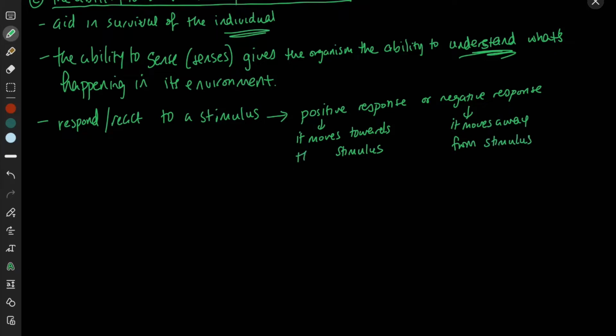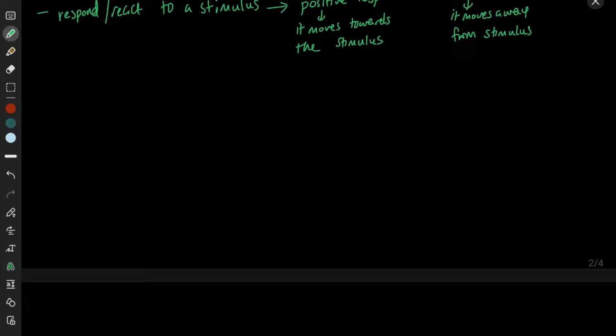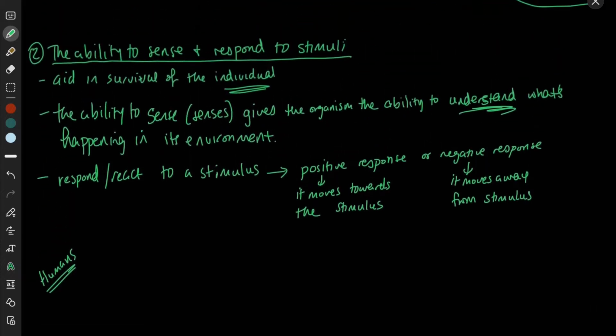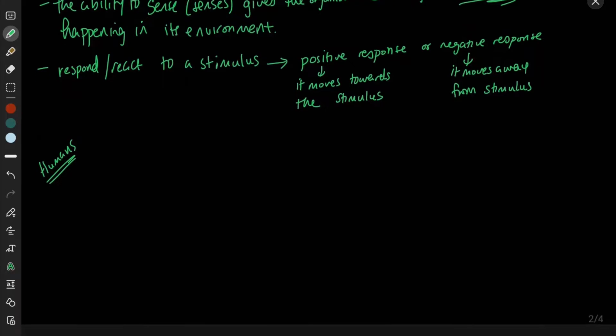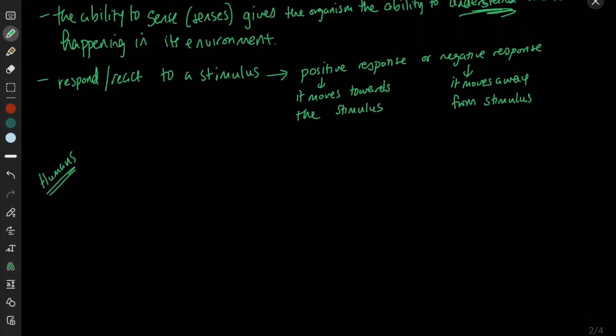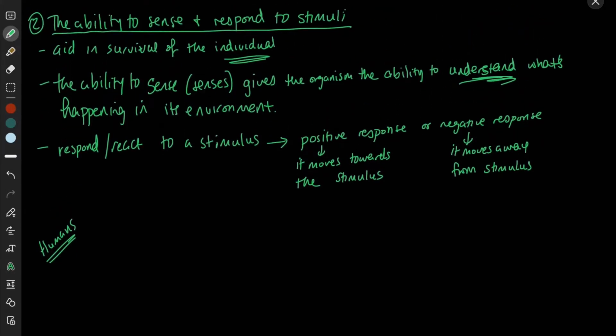Right, towards the stimulus, and here it moves away from the stimulus. So let's talk about an example. We'll talk about it with respect to humans and why the ability to sense and respond is so important, and just give an example of what we mean by this.